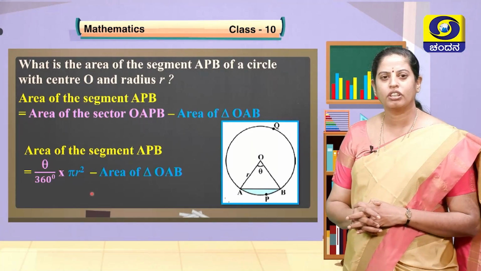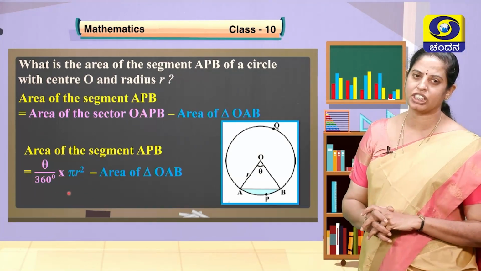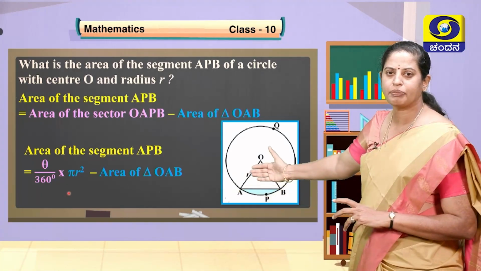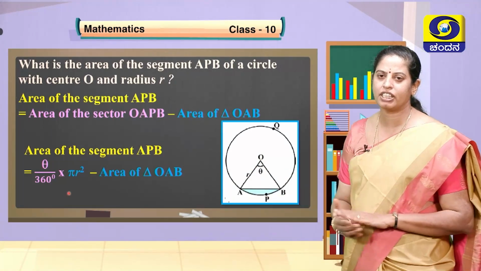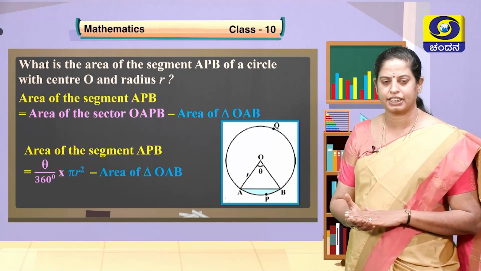We know the area of the sector OAPB, that is theta by 360 into pi r square. Then we subtract the area of the triangle, which you have already learned in the 9th and 8th standard itself.